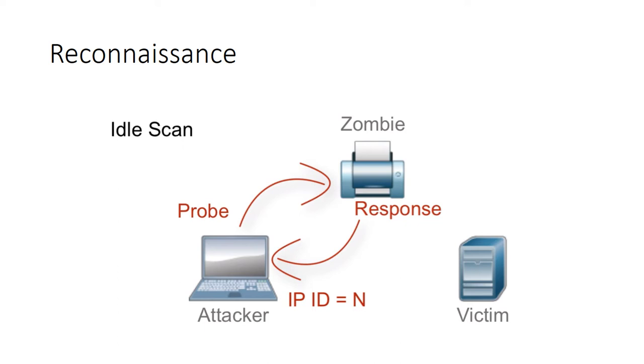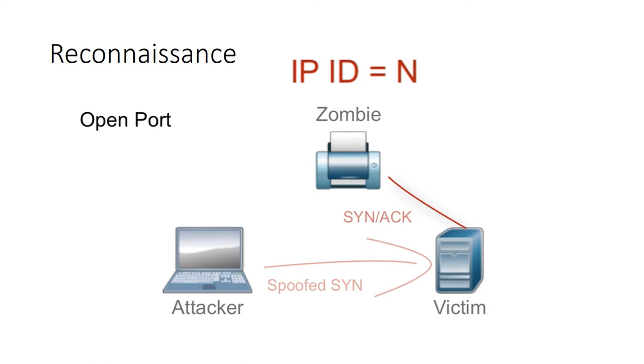With the IP ID value in hand, the probe begins. The behavior differs depending on whether the victim is listening on the probe port or not. First, let's look at the behavior when the victim is indeed listening on the TCP port, or that is, the TCP port is open. The attacker sends the TCP SYN to the victim, spoofing the zombie's source IP address. The victim sees this packet as a connection request from the zombie and performs the second step of the TCP three-way handshake, sending a SYN ACK to the zombie.